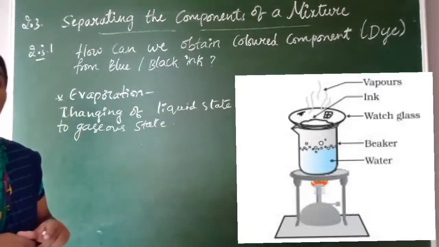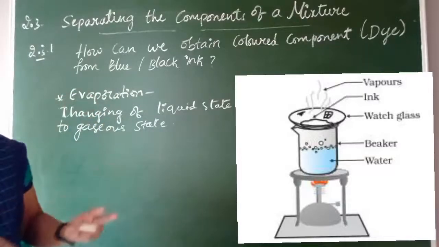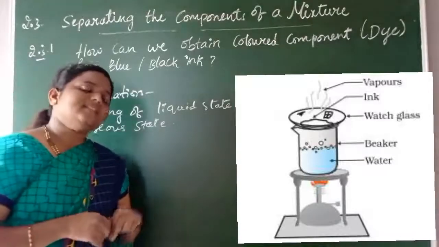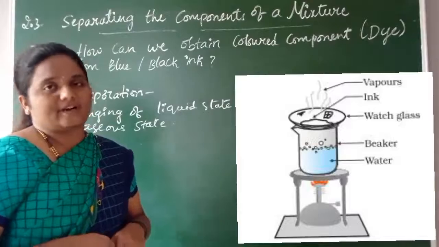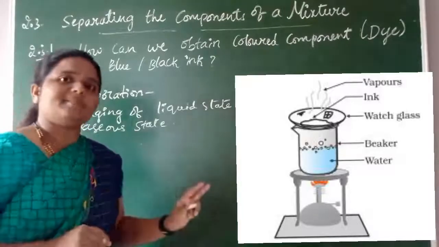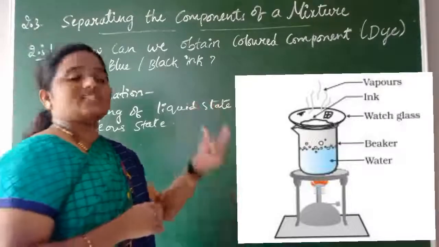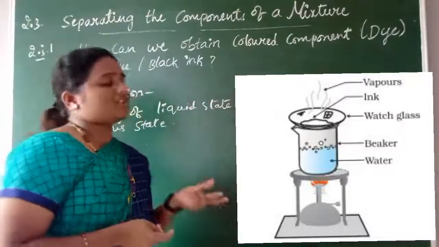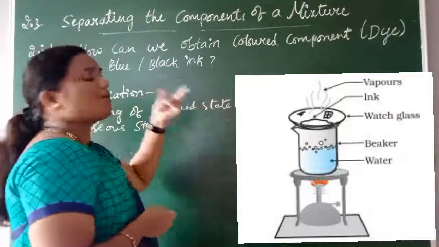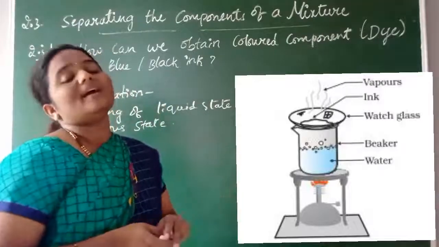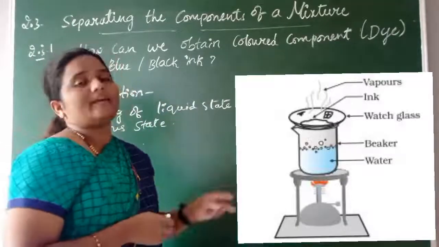Only the colored component is left in the watch glass. This is our conclusion, isn't it, children? What all escaped from the watch glass? Only a small powder-like structure is going to be present, which is nothing but a residue, blue or black, the colored thing, is going to be present.